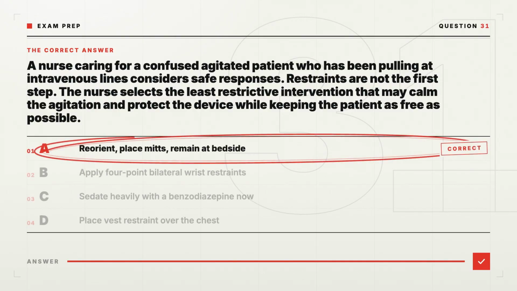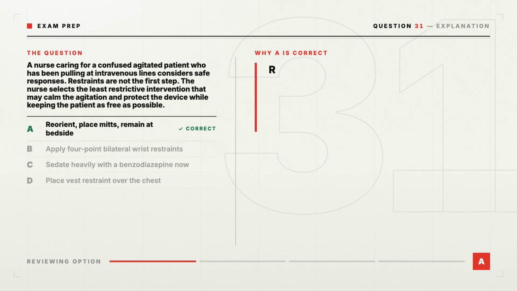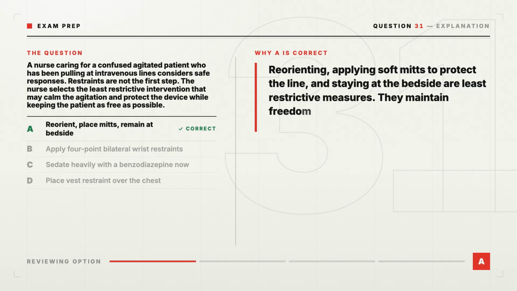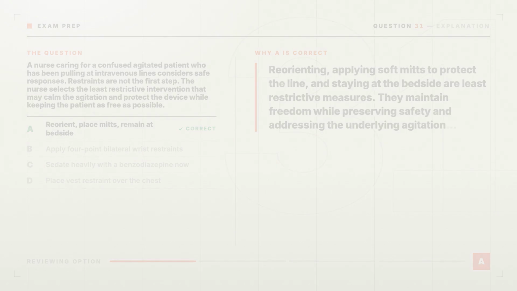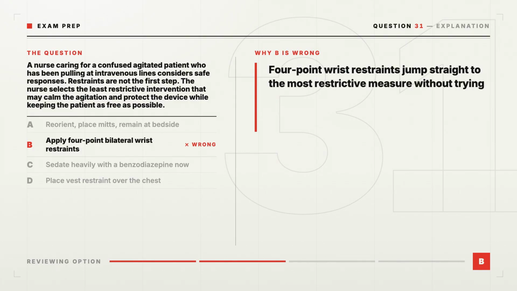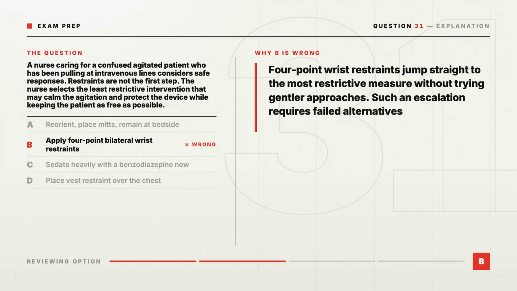The correct answer is A. Reorient, place mitts, remain at bedside. A is correct because reorienting, applying softer mitts to protect the line, and staying at the bedside are least restrictive measures. They maintain freedom while preserving safety and addressing the underlying agitation through human contact. B is wrong because 4-point wrist restraints jump straight to the most restrictive measure without trying gentler approaches. Such an escalation requires failed alternatives and an order, and it often worsens delirium and agitation.